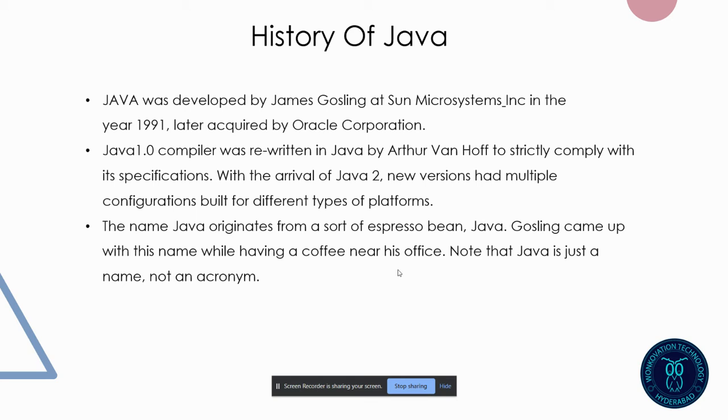Now, let's talk about how the Java programming language got its name. Java is the name of an island in Indonesia where the first Java coffee beans were produced. This name was chosen by James Gosling while having coffee near his office. Note that Java is just a name and not an acronym.